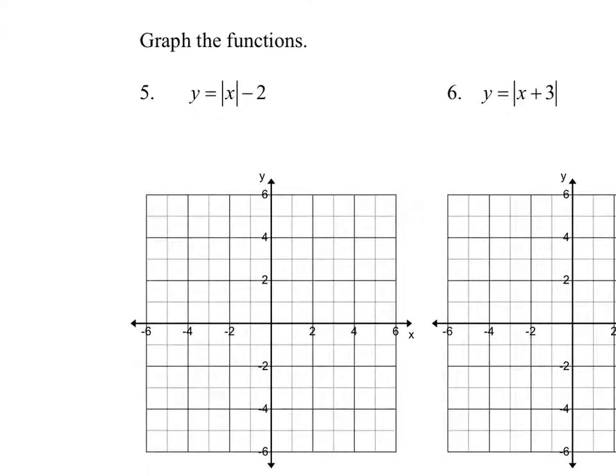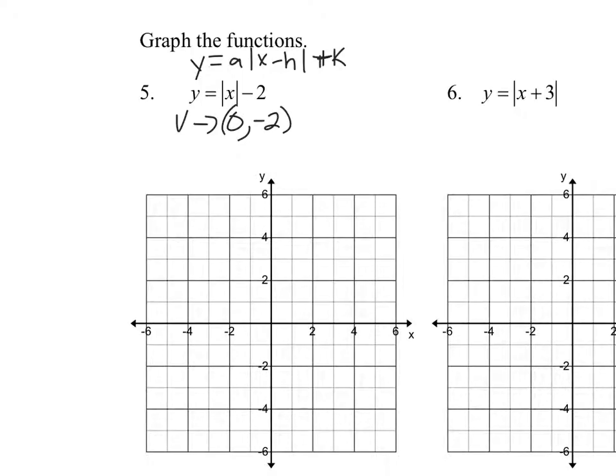Now, let's graph these. To graph these absolute value functions that are in vertex form, you would just need to identify your vertex and your slope. So remember, vertex form is y equals a times absolute value of x minus h, plus k. You need to remember that. So for number 5, remember a stands for slope, right? For number 5, what would our vertex be? Our vertex is going to be 0, negative 2.